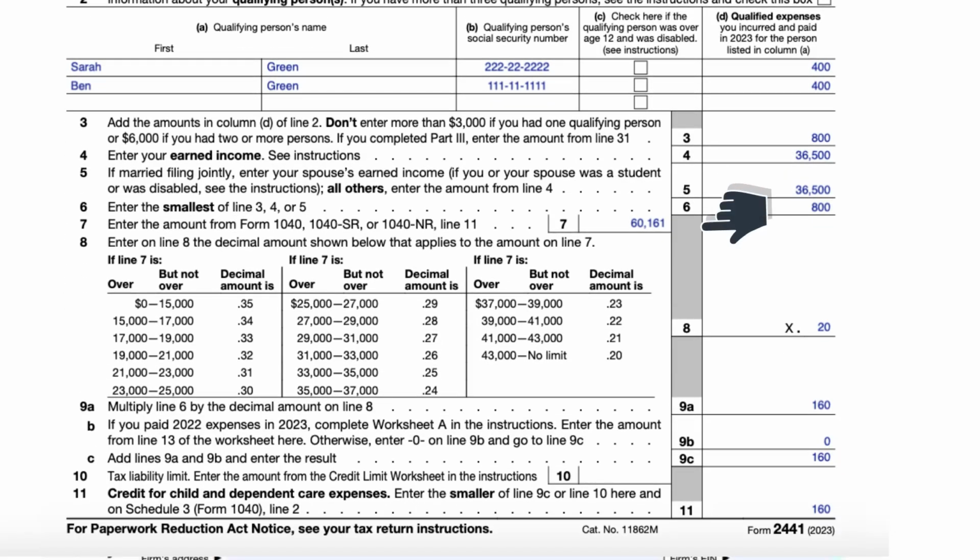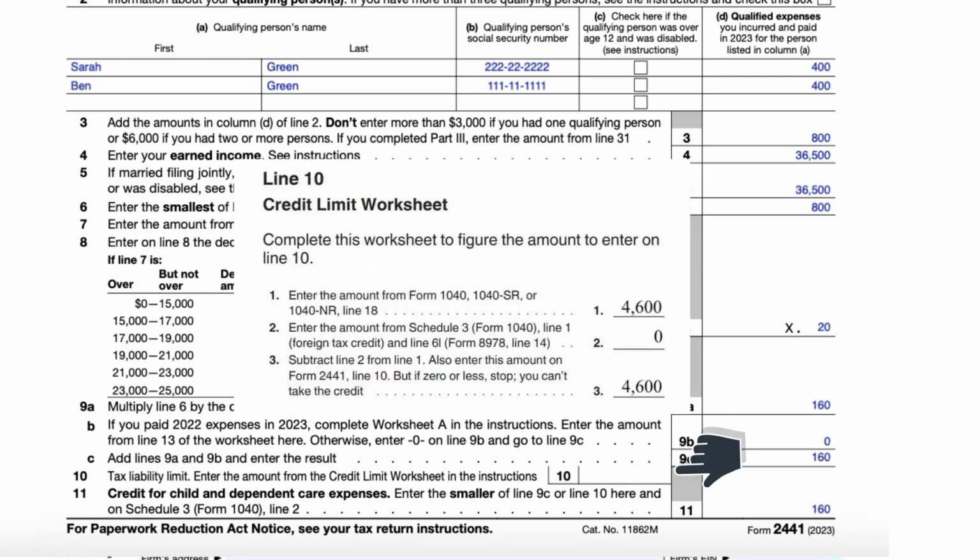Line 8 enters 0.2, and we multiply the amount on line 6 by this percent, getting the total amount of 160 for line 9A. For line 9B, we enter 0. If the taxpayer paid 2022 expenses in 2023, they will need to complete Worksheet A in the instructions. Line 10 is for the tax liability limit. For this line, we complete the credit limit worksheet in the instructions.